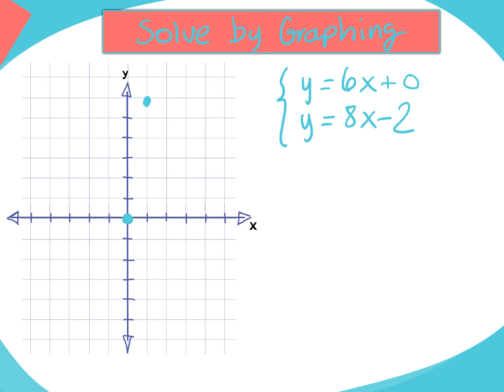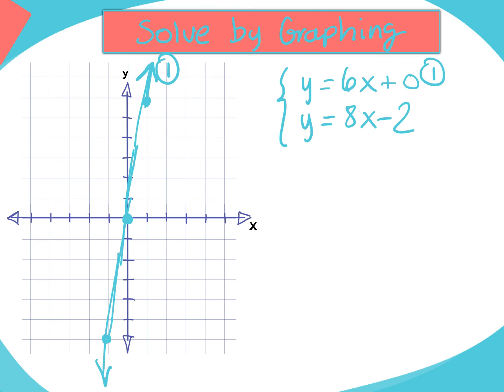Now this might be a time where it's helpful to do a third point. So instead of rising 6 and running 1, I can go down 6 and run to the left 1. So now I'll connect those points. And here is my first equation. I'm just going to call that equation 1 so I know.